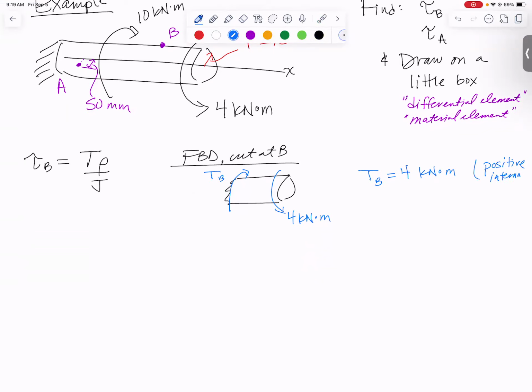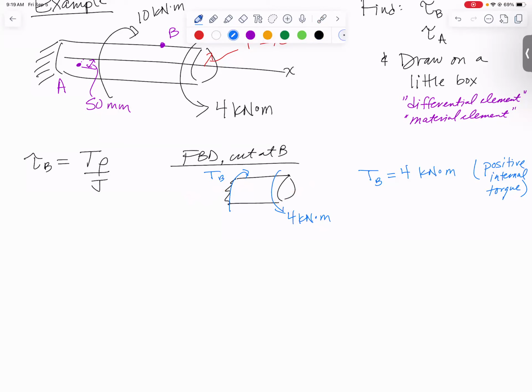We don't really need that for today, but we will for the next couple classes when we start doing angle of twist problems. But for today, just remind you, this would be a positive internal torque. In fact, both of these are positive because your thumb is pointing outward on this end to get that torque and it's pointed outward on that end to get that torque. Okay, we have the torque.